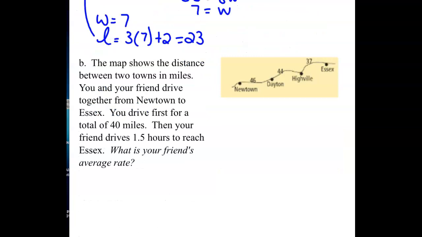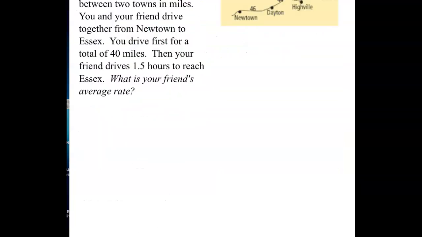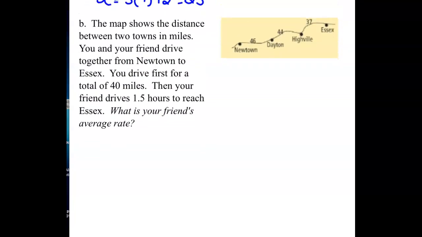All right, our last example for today says the map shows the distance between 2 towns in miles. You and your friend drive together from Newtown to Essex. You drive first for a total of 40 miles, and then your friend drives for an hour and a half to reach Essex. What is your friend's average rate?